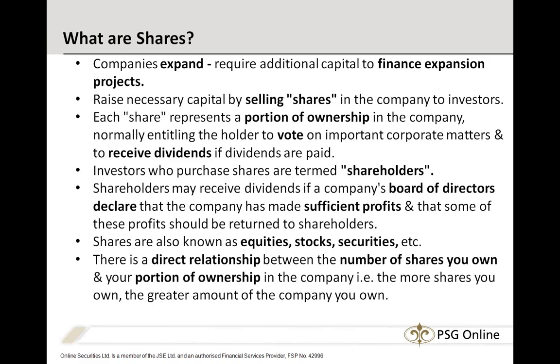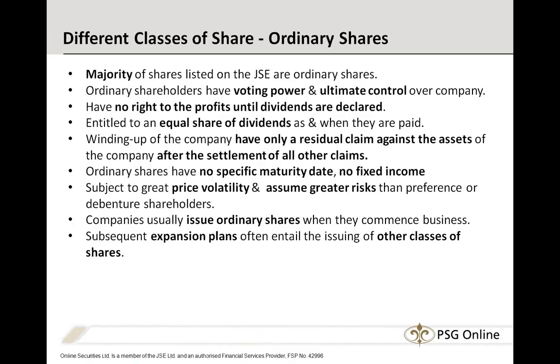There's a direct relationship between the number of shares you own and your portion of the company. The more shares you own in the company, obviously the greater percentage of the company you own. There are different classes of shares. For the majority of the shares traded on the JSE, we talk about ordinary shares. Ordinary shareholders have the voting power and ultimately the control of the company. But you have no rights to any profits until such time as dividends are declared. So you share equally in the dividends as and when they are paid.